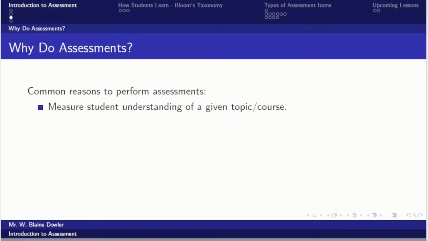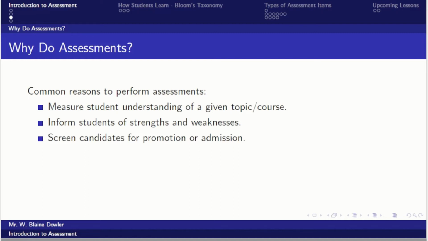Now, why would we do assessments? The most common reason for performing the assessments is to measure student understanding of a given topic or course. Another key reason is to inform students of their strengths and weaknesses. Now, this is a big one. You can tell a student that they get 68% in the course, but knowing that they're getting 68% doesn't tell them which 68% they're strong in and which 32% they're weak in.